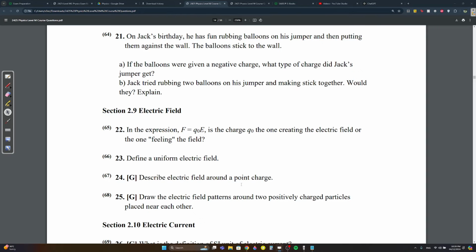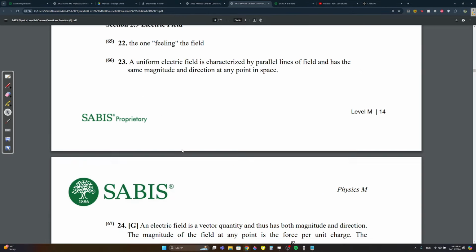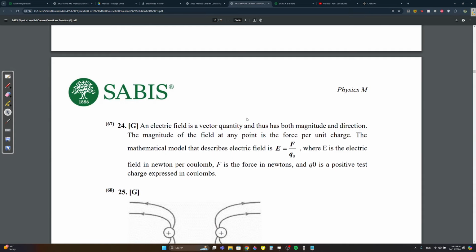Describe electric field around the point charge. Okay, let's see. An electric field is a vector quantity. You must know that electric field is a vector quantity and it has both magnitude and direction.